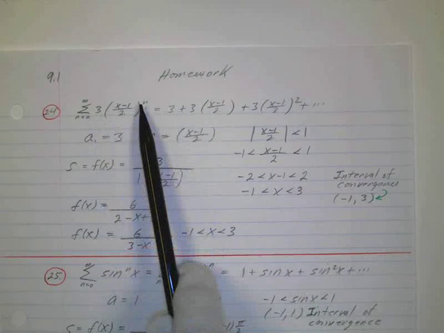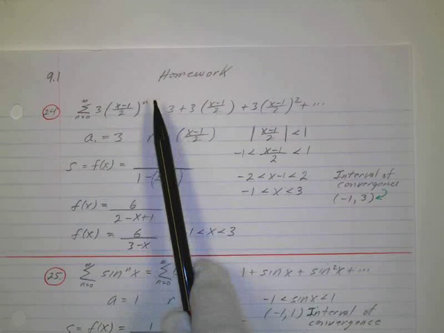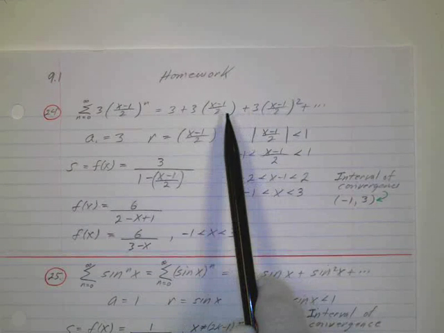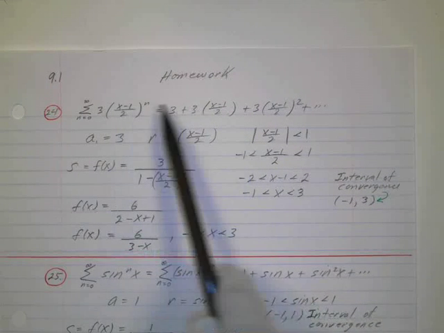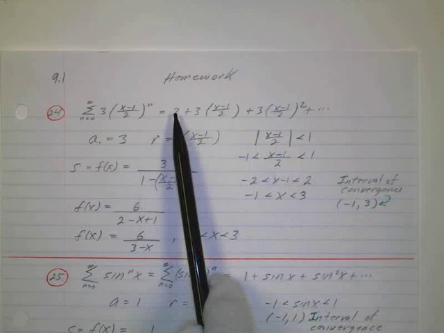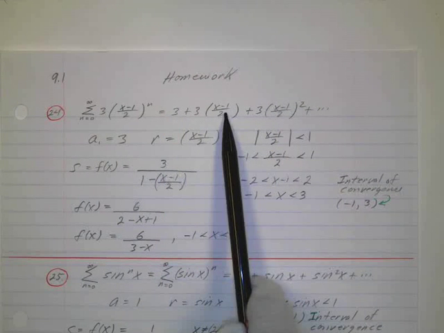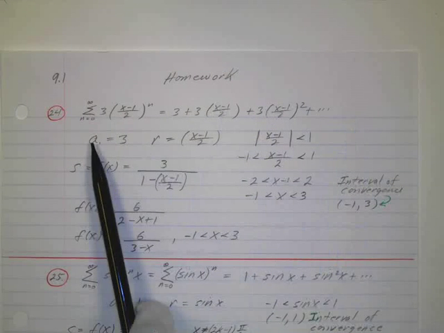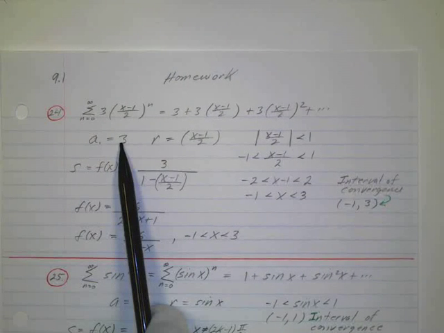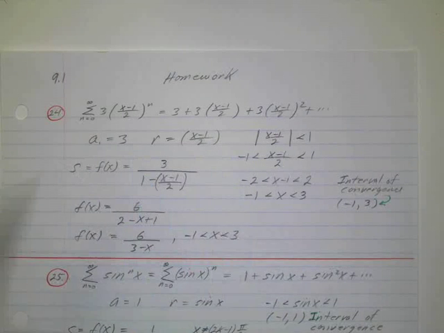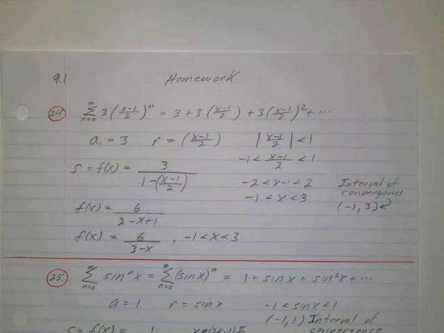And I could write these out. When n is 0, I've got 3. When n is 1, I've got 3 times (x minus 1) over 2. When n is 2, I've got another multiple of that. So I think you can see that you just keep taking 3, multiply by one of these, and multiply by this again. You get that, multiply by that again, you would get the next term. So 3 is my a sub 1, or my first term, and r is (x minus 1) over 2.